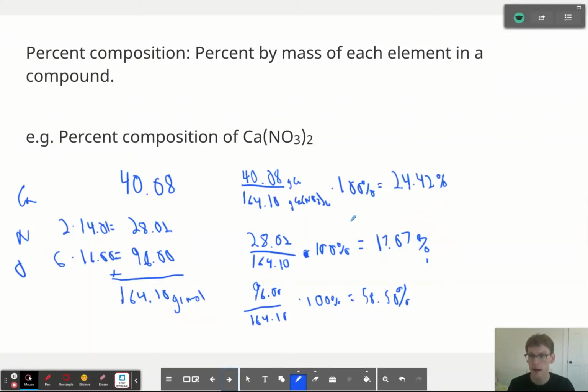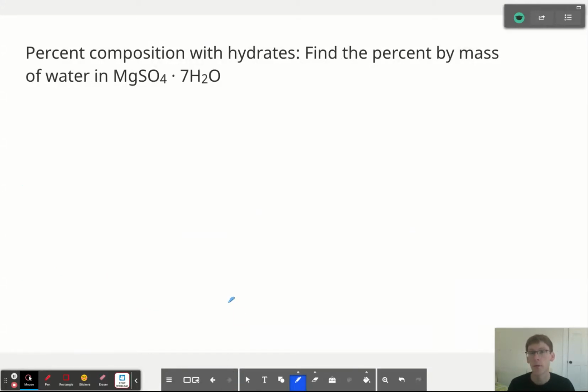So what this is saying is that calcium is 24-ish% of the mass of calcium nitrate. Nitrogen is about 17%, and oxygen is 58.5% of the mass of calcium nitrate. One last thing is that with hydrates, you may be asked to find the percent composition. You may be asked to find the percent by mass of water in the hydrate.